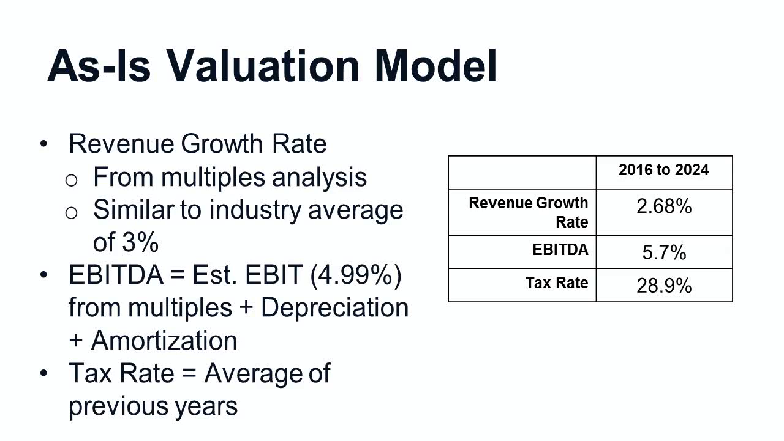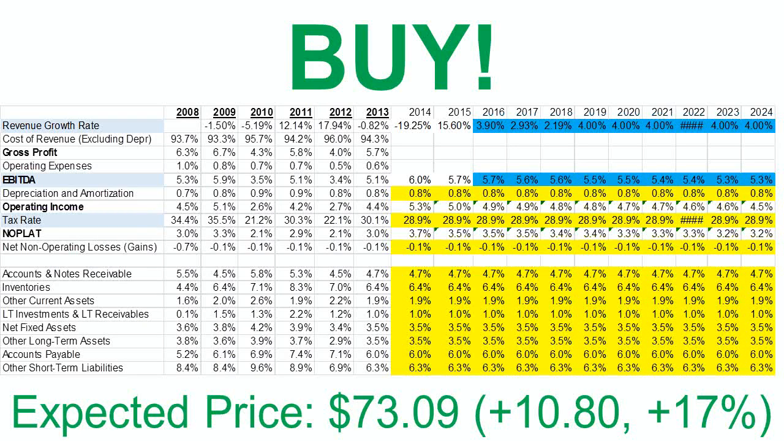For the tax rate, we came up with 28.9% by taking the mean of our previous tax years from 2008 to 2013. As there were no statistical outliers, we were comfortable with taking the mean from those years and using that number going forward. So we recommend to buy Fluor as our expected price of $73.09 is significantly higher than the current price at around $60.